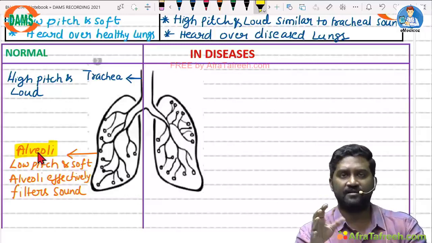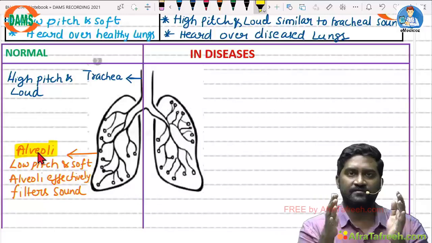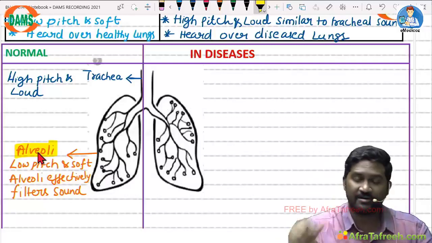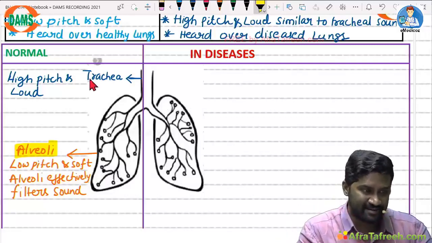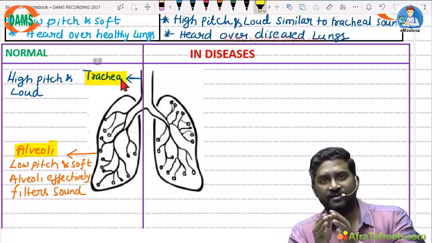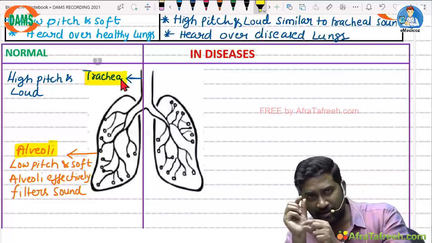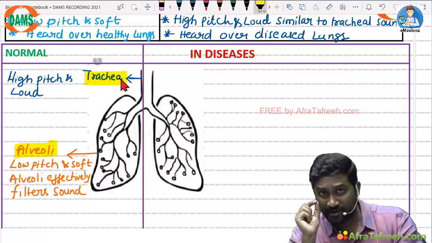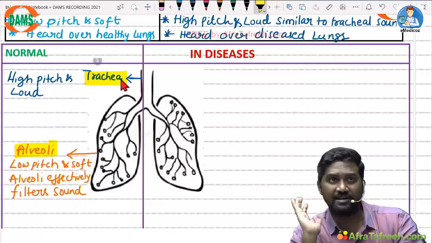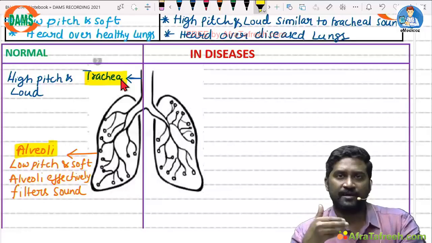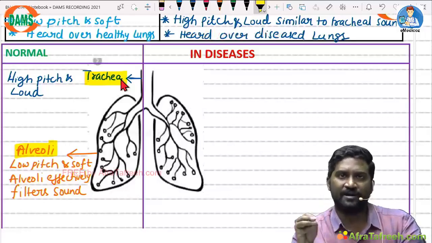It is just like the flow of water in a river versus a canal. Whenever there is a river, water is flowing, and the sound heard will be of greater intensity. So you can consider the trachea as the river of air. Whenever that river divides into tiny canals, water will still flow, but the sound produced is very less. In the same way, on the trachea you will have high pitch loud sound, whereas at the alveoli you will have low pitch and soft sound.